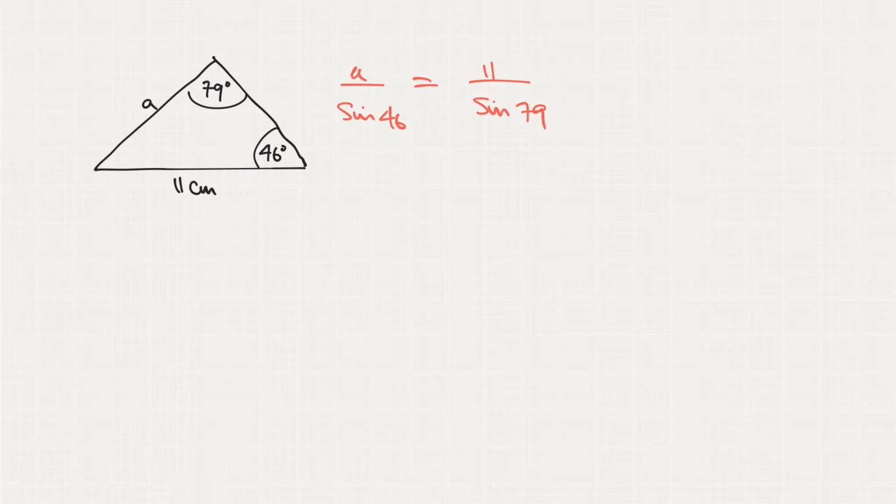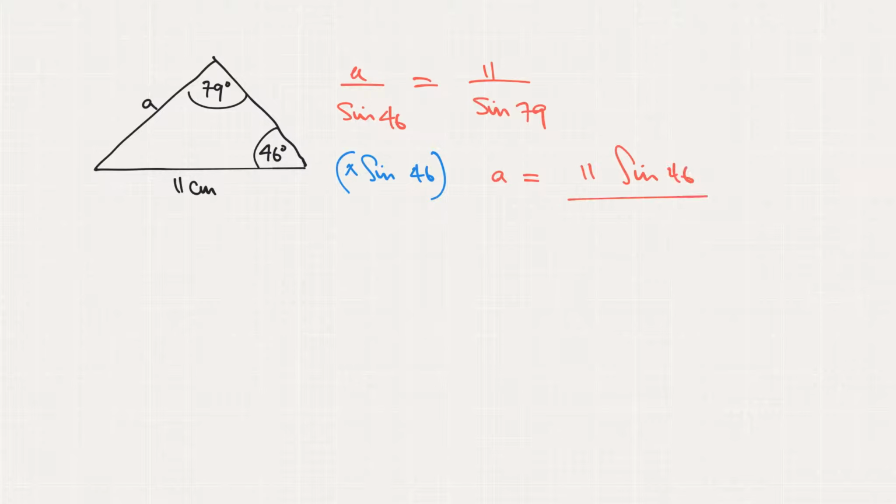I've got a fraction on either side of an equal sign, and I need to find a. This sine 46 needs to go. It's currently dividing the a, so in order to get rid of it, I will multiply by sine of 46. When I multiply by sine of 46, a will be on its own, and then I'll get 11 sine 46 divided by sine of 79.